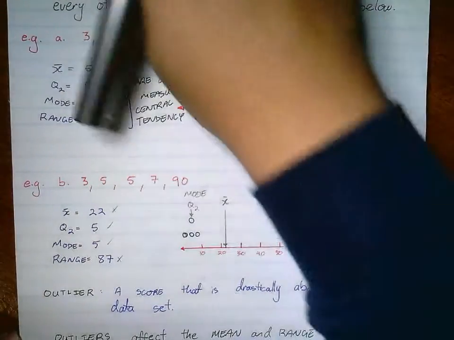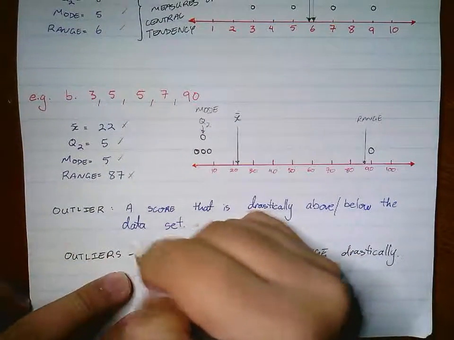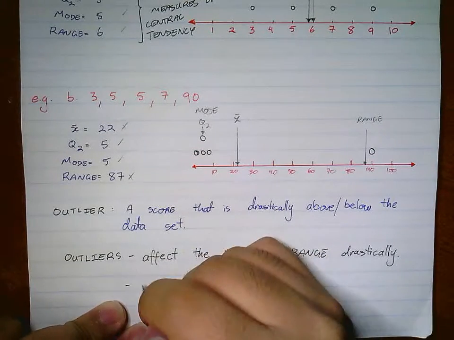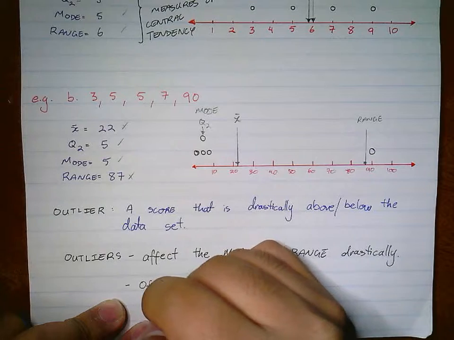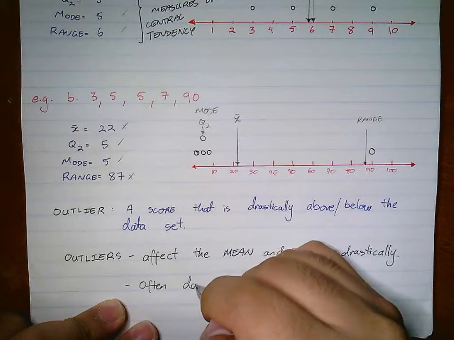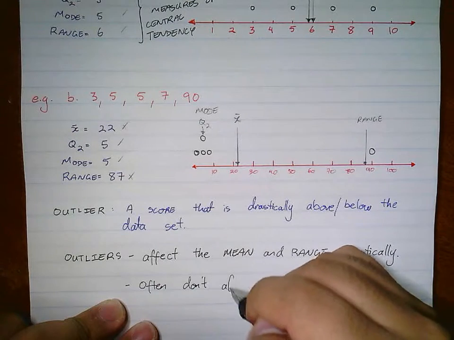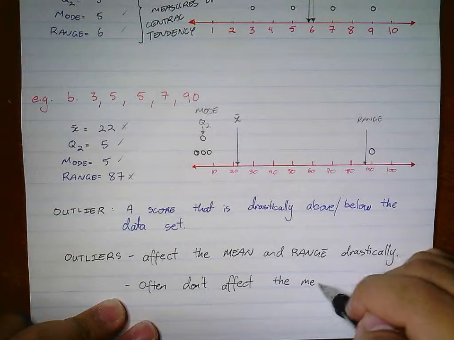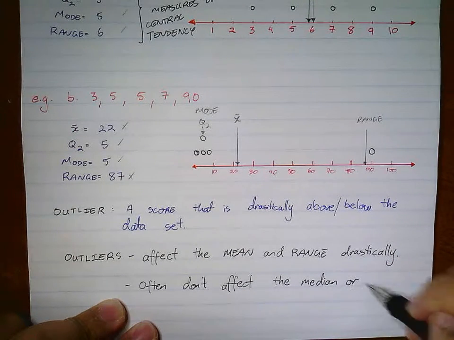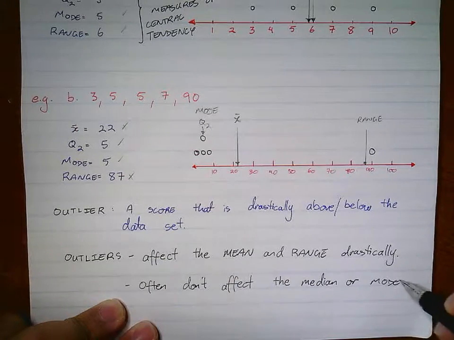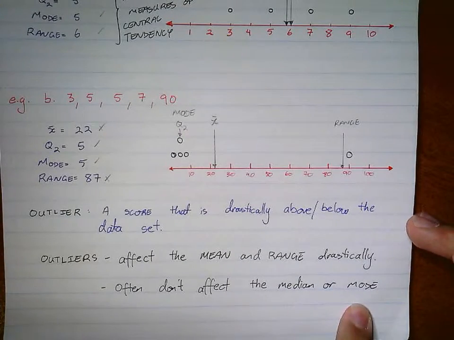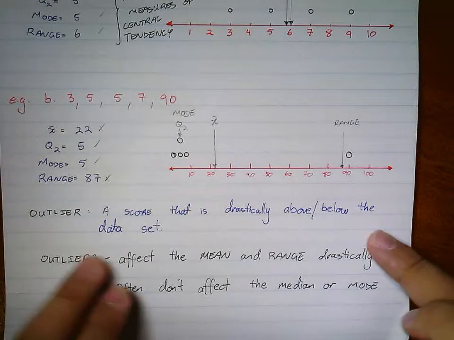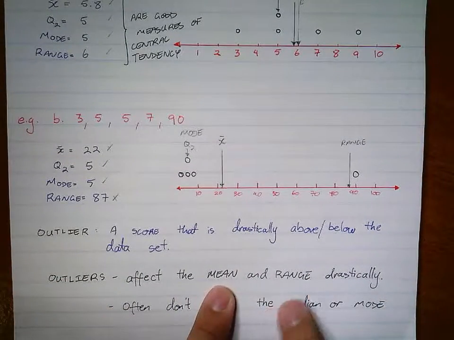Okay? And finally, we can say outliers affect the mean and the range drastically, but they often, not always, don't affect the median or mode. So the median and the mode are not always affected by outliers, whereas the mean and the range are affected drastically.